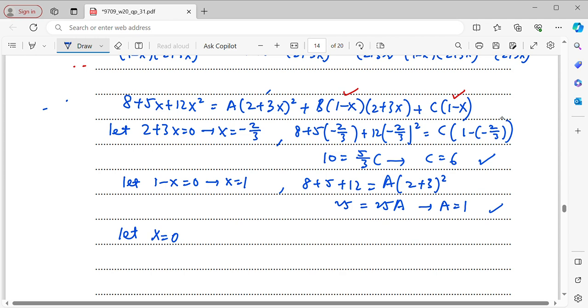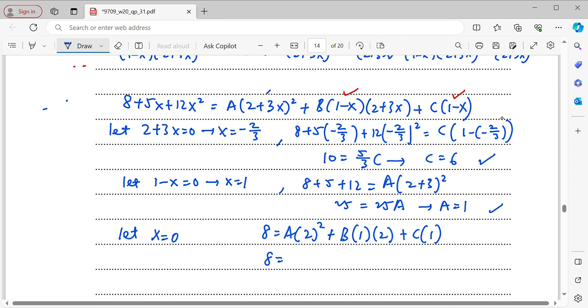So when x equals 0, the left hand side is 8, because 5 times 0 plus 12 times 0 will be 0. Now I will directly replace. So my a, 2 times 3 times 0 will be 2 squared. Plus the b, then 1 minus 0 is 1, 2 plus 3 times 0 is 2. Plus c brackets, 1 minus 0 is 1.